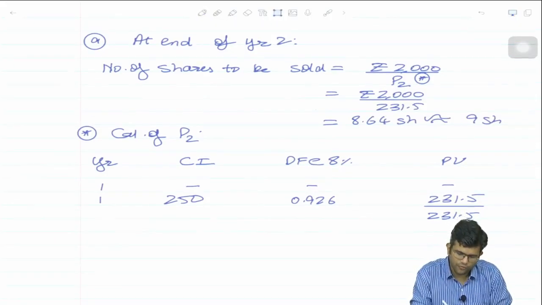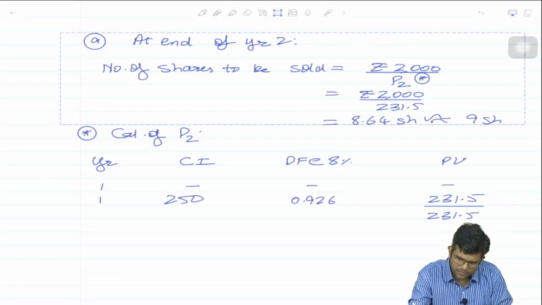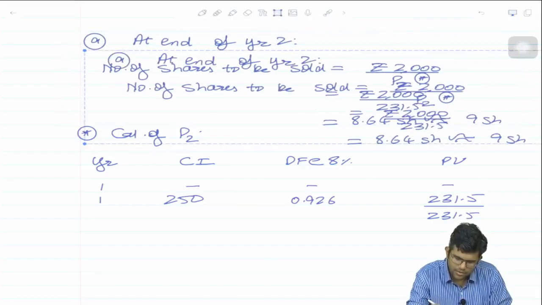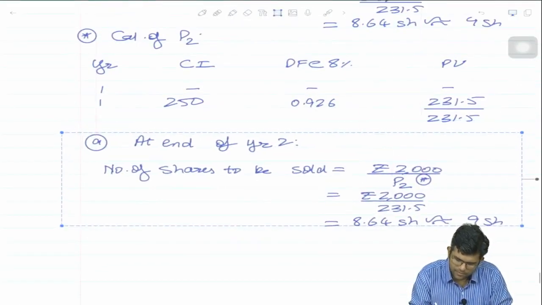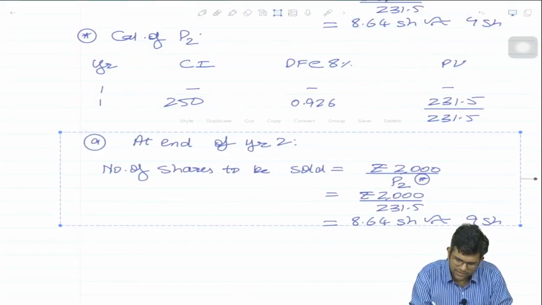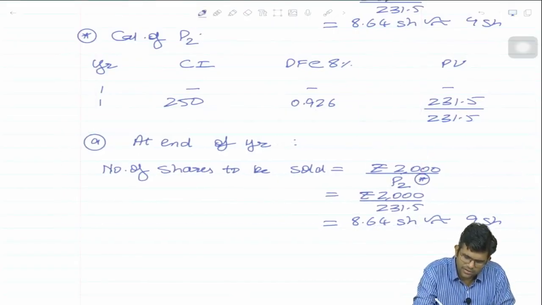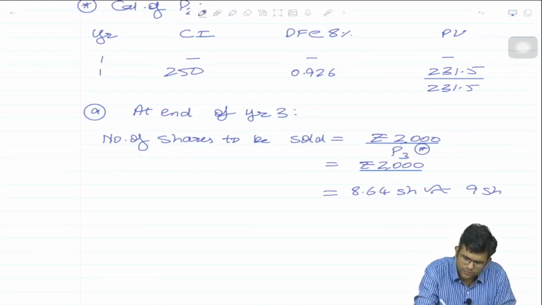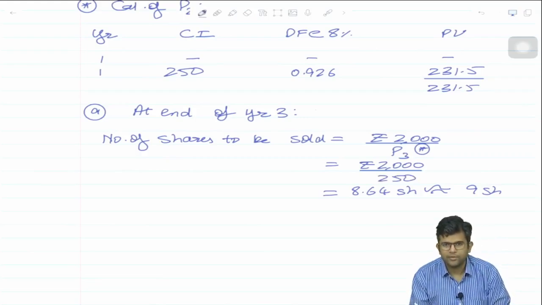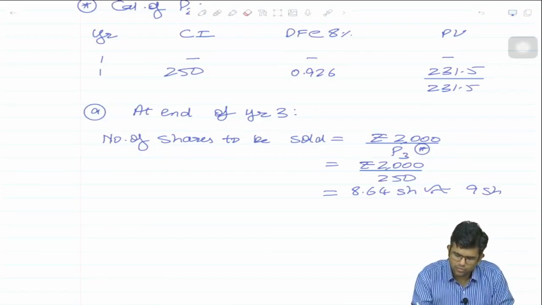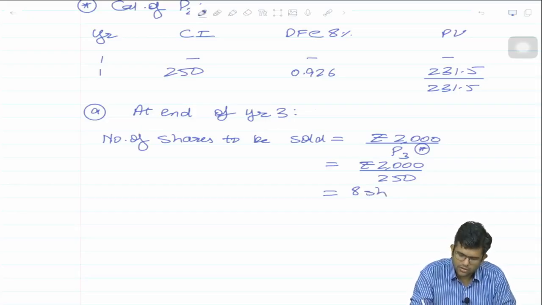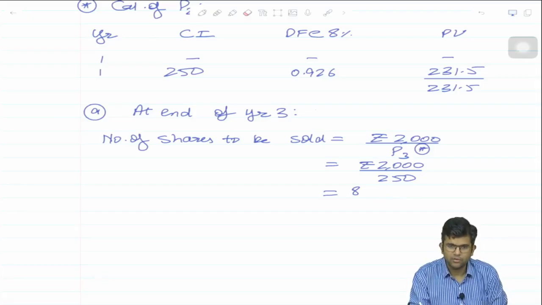Like that I'll have to do for end of year 3. Now see how much I am picking up. Only this much I am copying. You know why? Because end of year 3 is very simple. At end of year 3, the number of shares to be sold will be 2000 divided by P3, and P3 we already have, it is 250. I hope you are able to understand. And this will come to 8 shares. All clear till here?